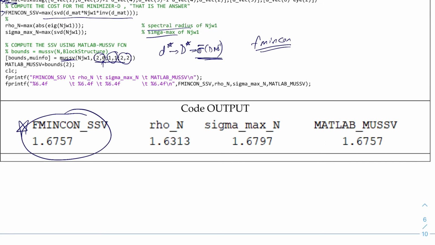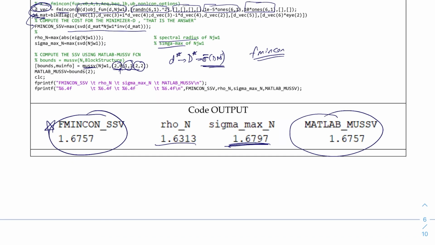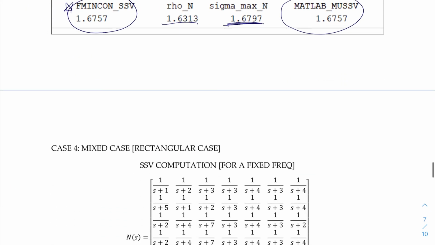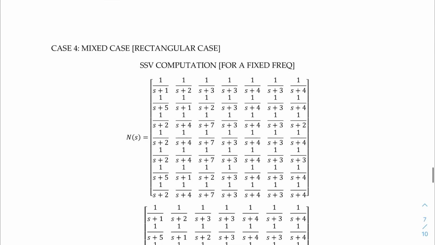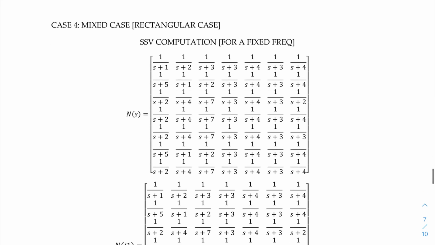This is the structural singular value that we computed, and this is MATLAB's output, right? And this is again the spectral radius and also sigma max, and the term is closer to that, right? Okay, sigma max, and this will be the final one, I guess. No, I feel like this will be the final one.